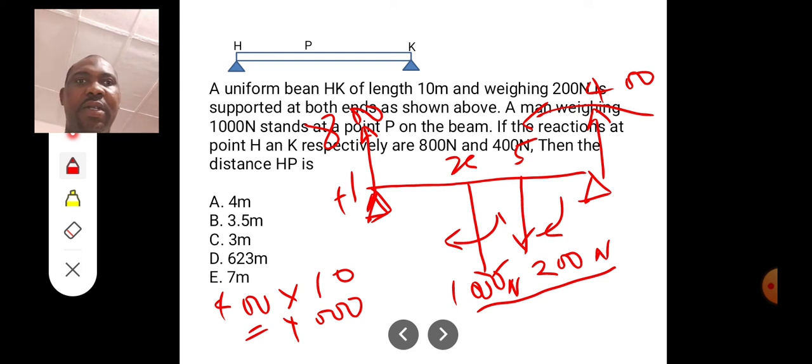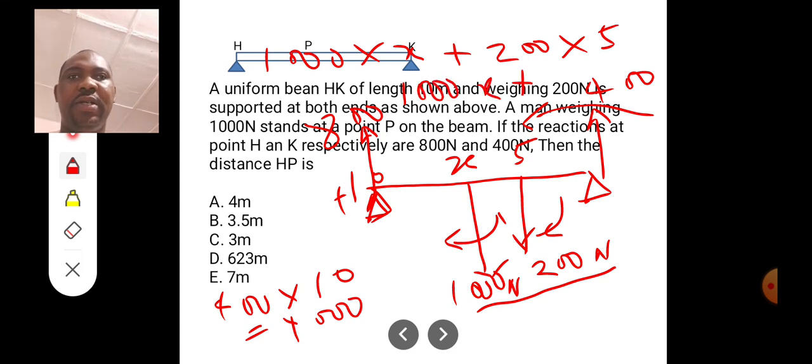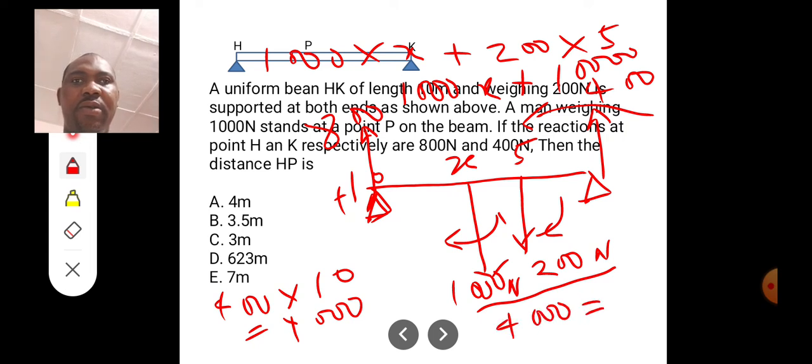Now, the 1000 newtons and the 200 newtons are moving in clockwise moment. So we are going to have clockwise moment: 1000 newtons multiplied by the perpendicular distance, which we say is x. We don't know what it is. It's x, of course x minus 0, because it starts from 0. Then plus the weight, 200 newtons, so 200 times 5. 5 is the distance, so we're going to have 1000x plus 200 times 5, which will also give us 1000. So I'm going to have 4000 being equal to 1000x plus 1000, which when we solve, we see that our x is going to give us 3 meters. That's the answer. So C here is the answer.